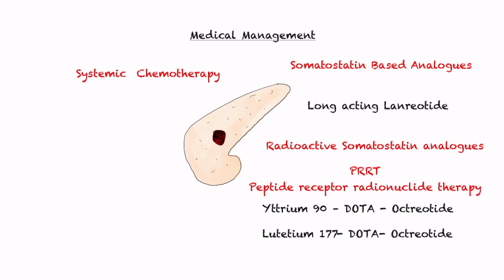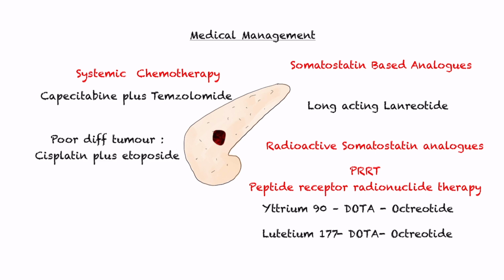Among systemic treatment, the most common regimen is temozolomide with capecitabine. In poorly differentiated tumors, cisplatin plus etoposide is used. Biologic therapies like everolimus and sunitinib are used in advanced disease.